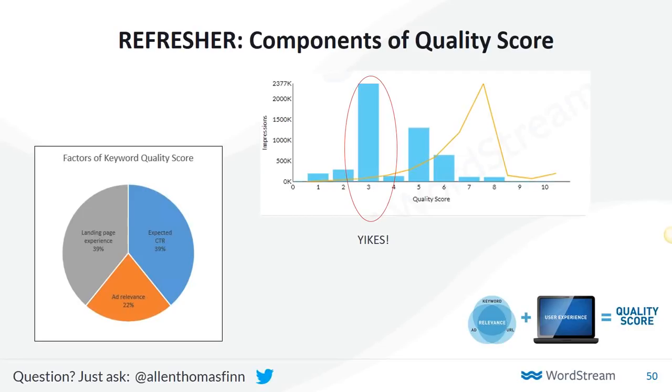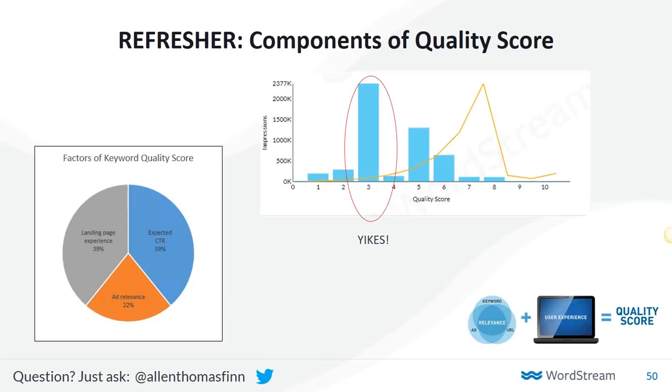As you can see here, we're generally looking for quality scores 6, 7, and up. For branded terms, we're probably going to see a 10 every time. But many advertisers are stuck below 5, which means they're going to pay more money for their ads to serve than they might have to.